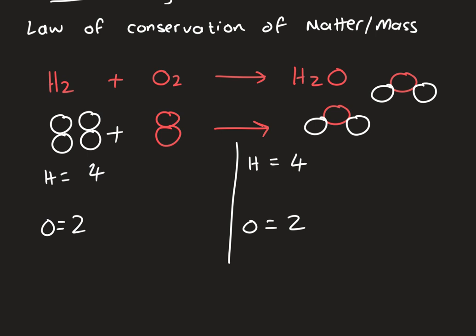And to show that it's balanced, we use something called coefficients, where we count the number of molecules and we say, okay, we have two hydrogen molecules, and each hydrogen molecule has two atoms. And on the right hand side, we have two water molecules, and we put the number 2 in front of the H2O to show that you have two water molecules.